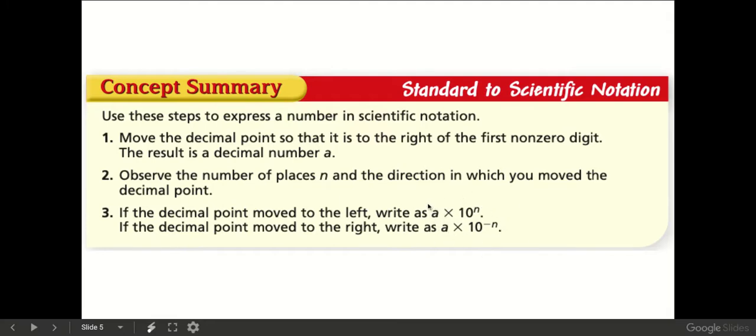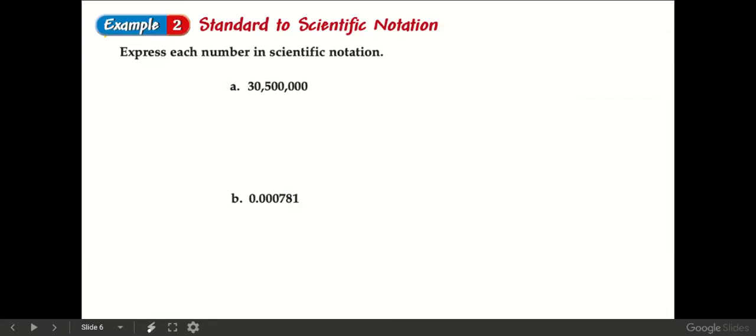So remember that the A value needs to be between 1 and 10. And the exponent is the number of place values you moved it. If you had moved the decimal point to the left, it would be a positive exponent. If you had moved the decimal point to the right, it would be a negative exponent because, again, positive exponents represent very large numbers and negative exponents represent very small numbers. Let's go ahead and take a look at these examples.